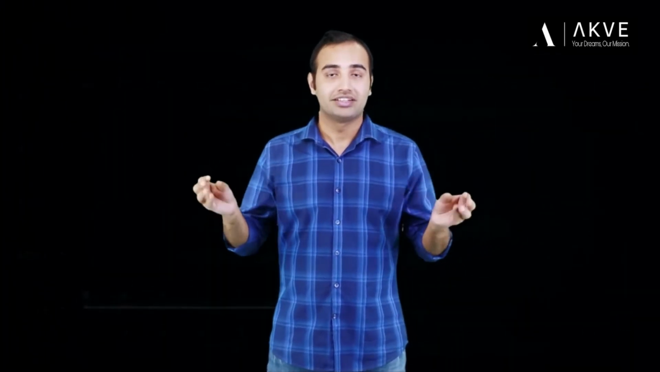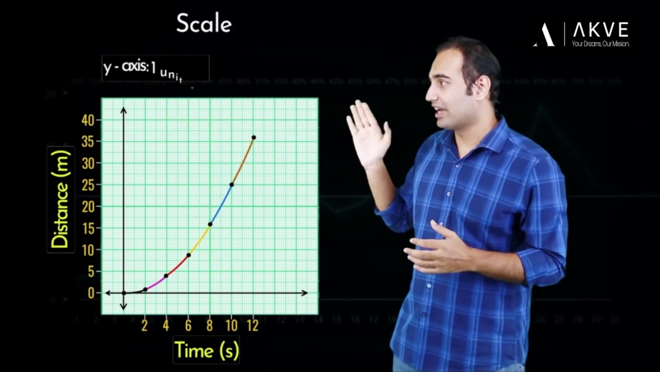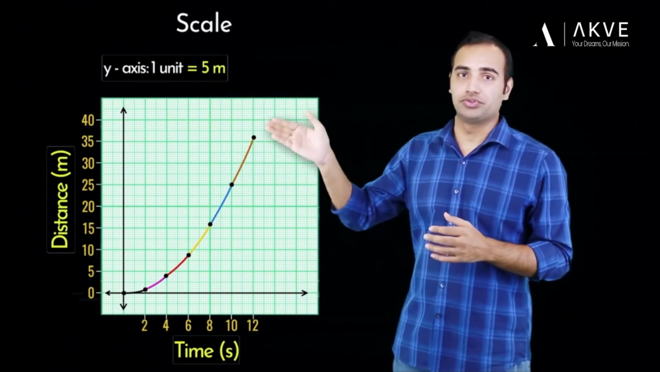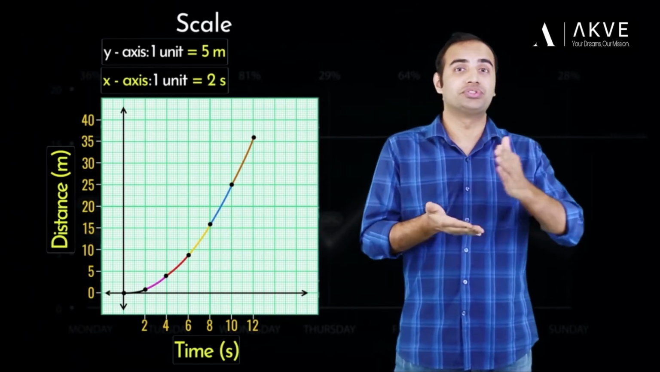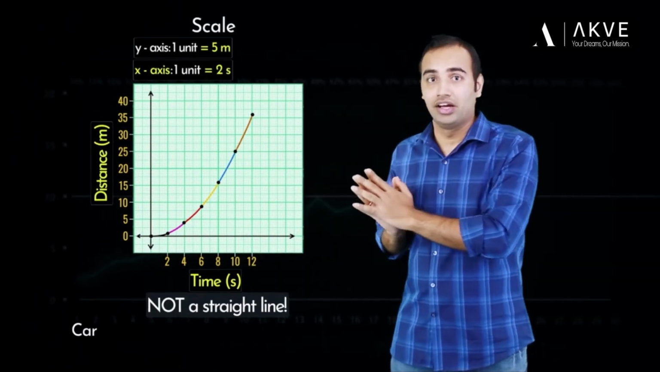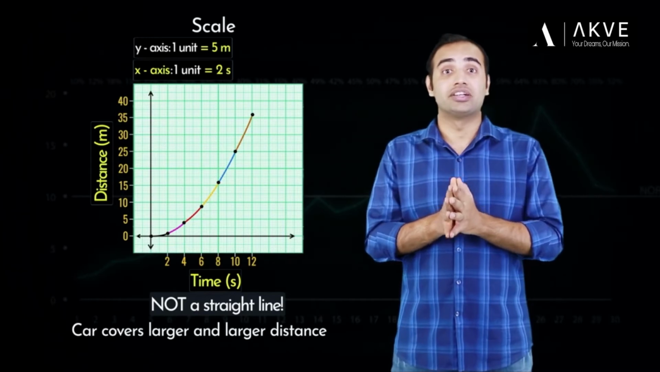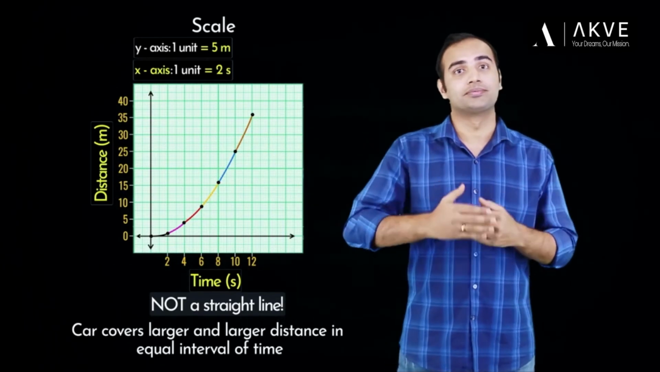Okay, time's up guys. The correct distance time graph for this car looks something like this. Now the scale that I've chosen here along the y-axis is 1 unit is equal to 5 meters, and along the x-axis is 1 unit is equal to 2 seconds. Now clearly you can see this is not a straight line. Now that's because the car is covering larger and larger distances as the time increases.